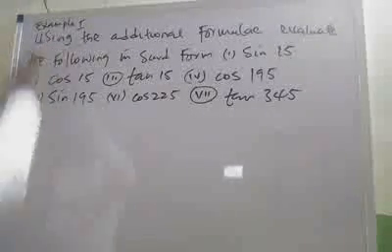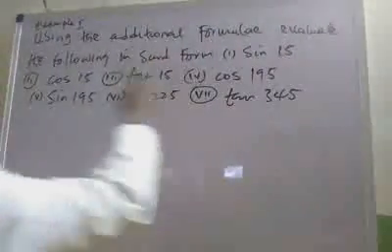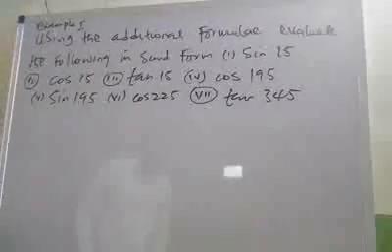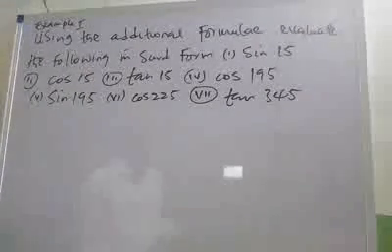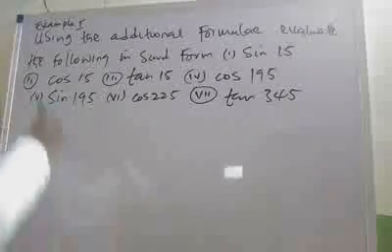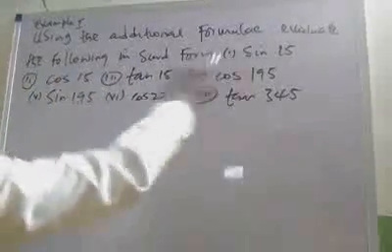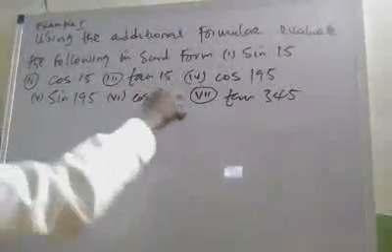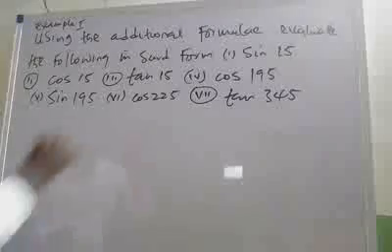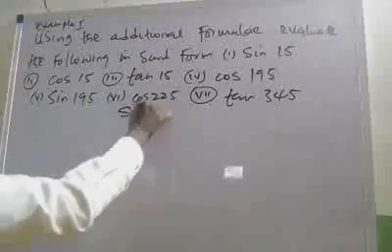Now using the addition formula, evaluate the following in surd form. In our previous class we talked about surd form and dealt with the values for some special angles. Now we have sine 15, cos 15, tan 15, cos 195. Let's do the solution, taking them one by one.